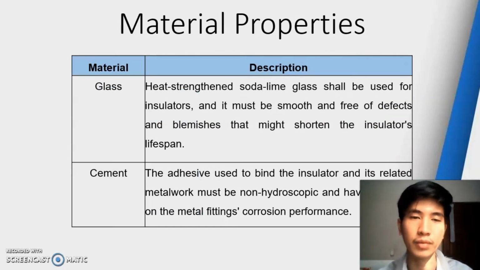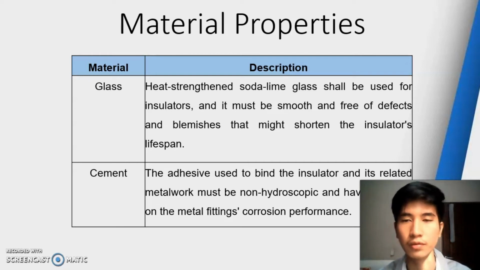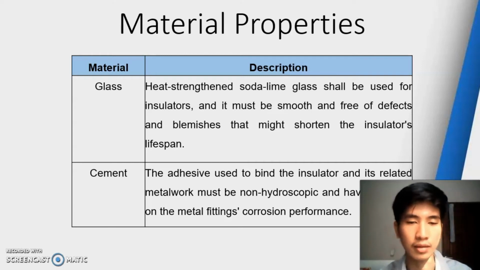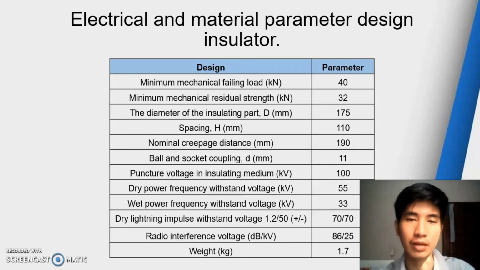Here for the material properties, we use glass. The type of glass is soda lime glass, which shall be used for the insulator, and it must be smooth and free of defects and blemishes that might shorten the insulator lifespan. We also use cement. The adhesive used to bind the insulator and its related metalwork must be non-hygroscopic and have no effect on the metal fitting corrosion performance.